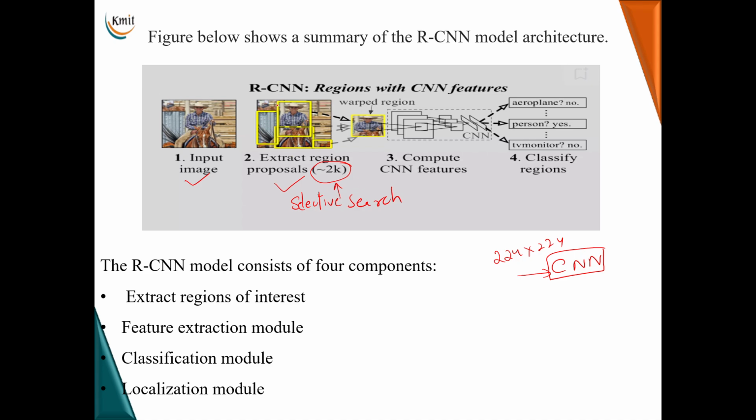As you can see in the image, the dimensions of the boundary boxes are different. So we will convert these different dimensions into a constant dimension. For example, it can be 224 by 224, or in most cases 227 by 227 as well. So all these region proposals will be warped so that all 2000 region proposals are of the same dimension. These region proposals are given as input to the CNN to extract the features. The extracted features are given as input to the SVM for classification. These are the steps involved in region-based convolutional neural networks. These are the 4 components: extract regions of interest, feature extraction, classification module, and localization module, which is done by a regressor here, a bounding box regressor.